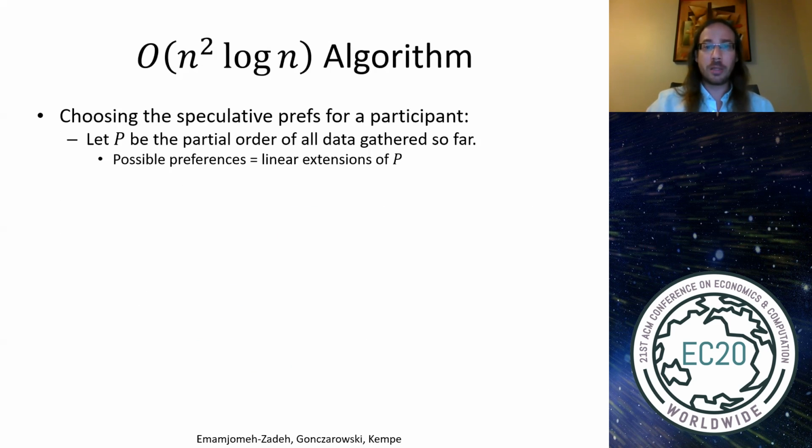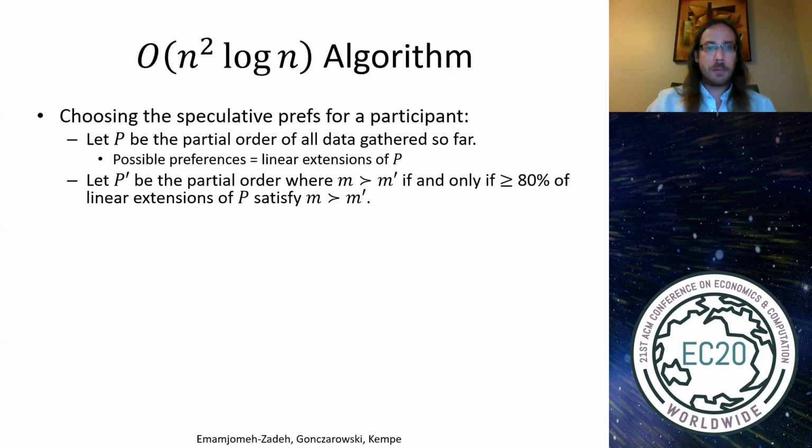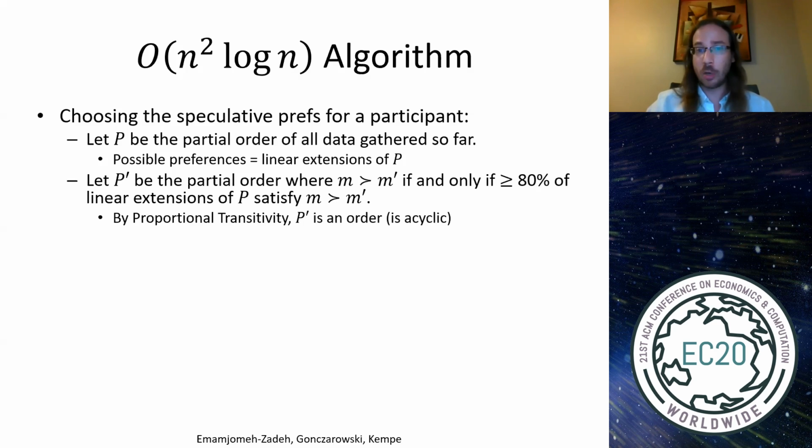So we're going to choose the speculative preferences for a single participant. Fix a participant, and do the following. Let P be a partial order of all data gathered so far. The data gathered so far is pairwise comparisons, so there's a partial order underneath that. And the possible preferences are precisely the possible linear extensions of P. So let P prime be the partial order where M precedes M prime, for any M and M prime, if and only if in at least 80% of the linear extensions of P, we have M preceding M prime. So by proportional transitivity, this is acyclic, this is an order. Why?